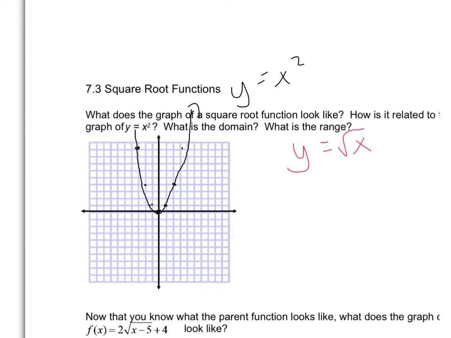Okay, so let's invert a couple of points. 0, 0, when we flip the x and the y, we get 0, 0. The point 1, 1, when we flip the x and the y, we still have 1, 1. But this point, 2, 4, is going to become 4, 2. So we'll graph it there. And the point 3, 9, when we invert the x and the y, becomes 9, 3. And we end up with that. That's the graph of y equals the square root of x.